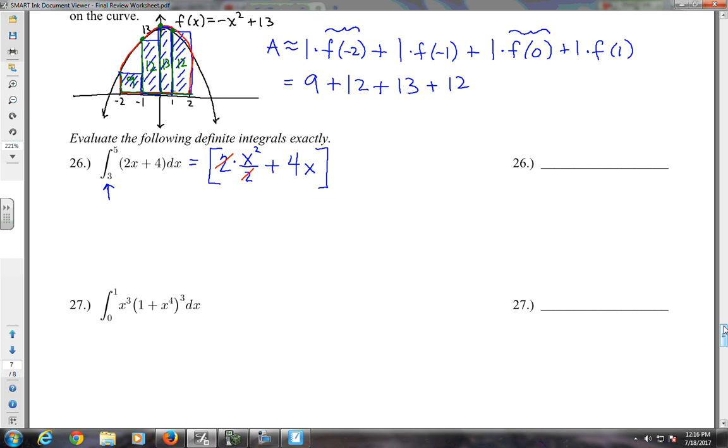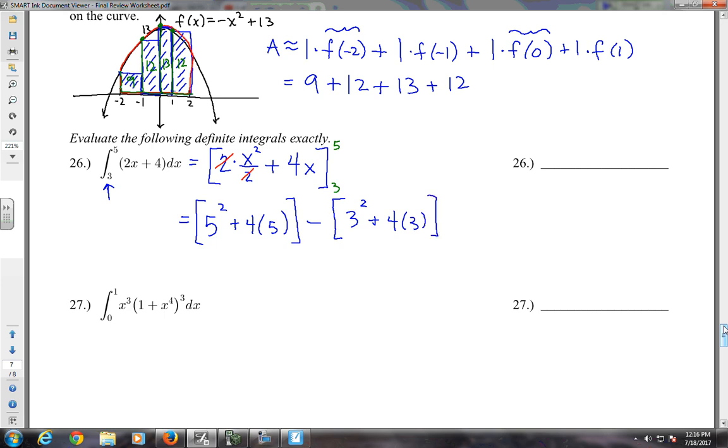Now, because it was a definite integral, I'm going to evaluate this from 3 to 5. So the way this is accomplished is by plugging in first our upper limit for x. So I'm taking my antiderivative, evaluating it at the upper limit, and then I'm going to subtract this same antiderivative evaluated at the lower limit.